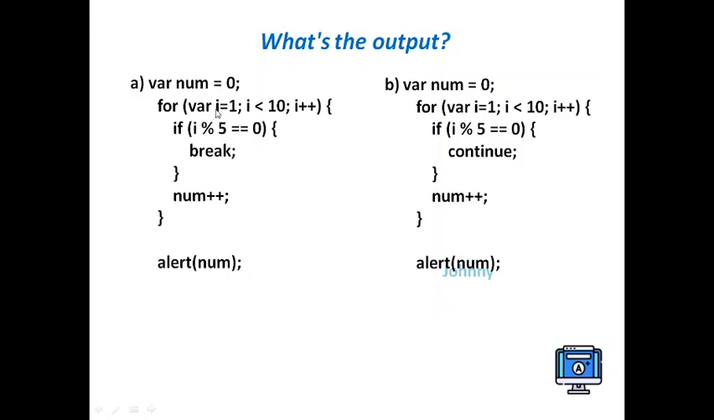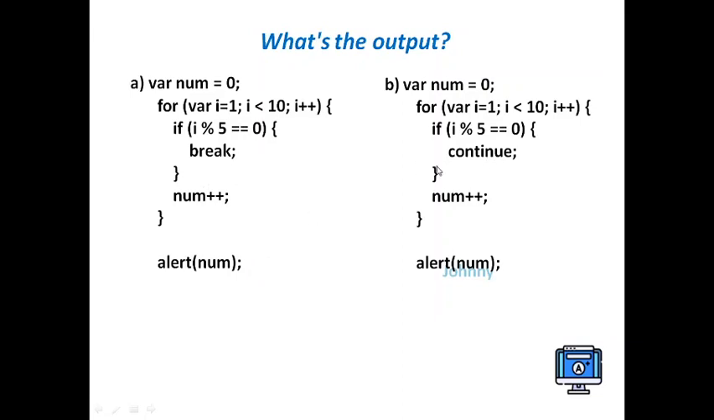For the first case, that is for i equals 1, the value will be 1 modulus 5 equals 0, so it will be false. The num value will be 0 now. It will increment and continue the loop, and the output of this code will be 4 here.